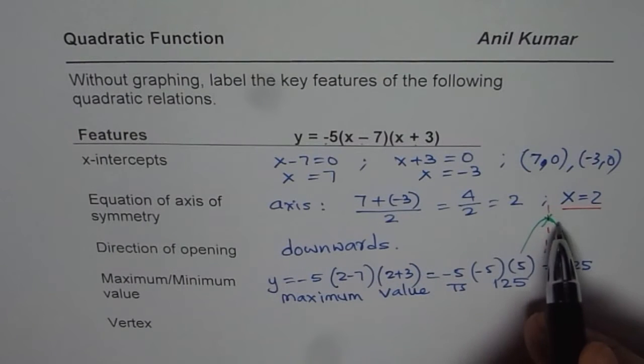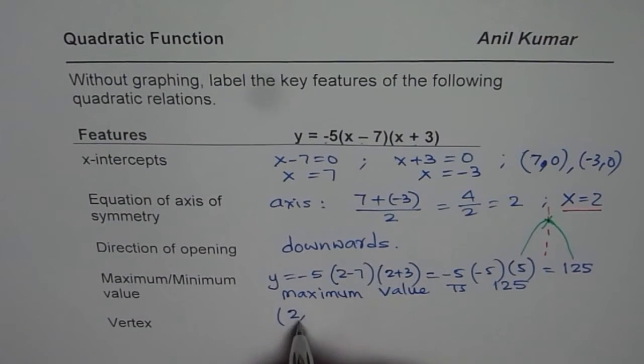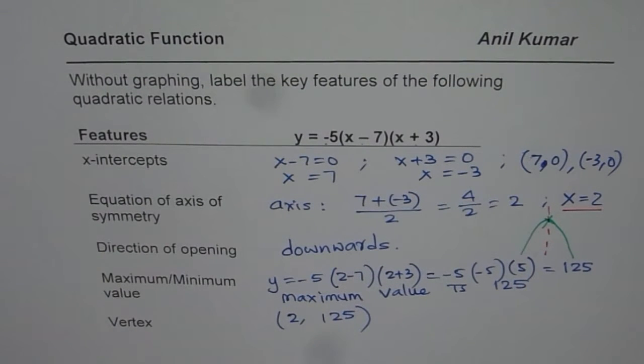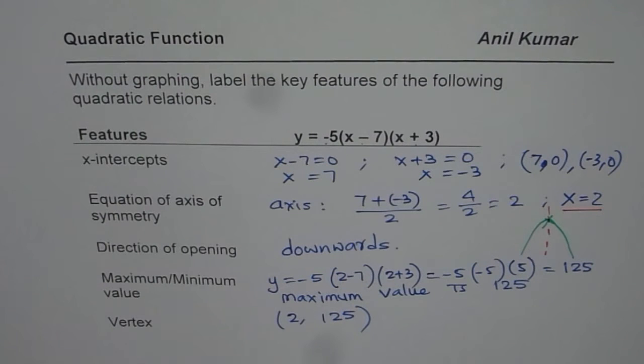Now the vertex. The vertex is the maximum value on the axis. So the vertex for us is (2, 125). That is how you can read, and with small calculations like we have shown here, you can get a lot of characteristics about the quadratic function from the given equation in factored form. I hope that helps. Thank you and all the best.